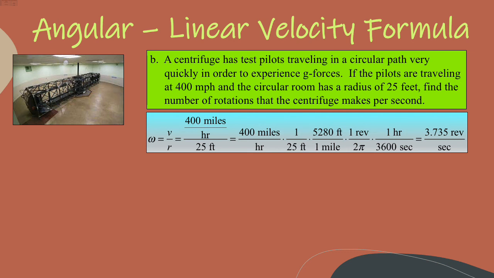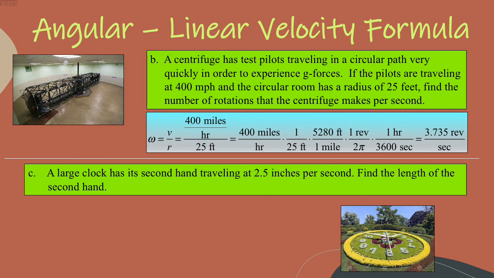So we have everything canceling out except the revolutions and seconds, and our answer is 3.735 revolutions per second. Again, when you do the calculation on your calculator, you are multiplying 400 times 5,280 over parentheses 25 times 2 pi times 3,600.